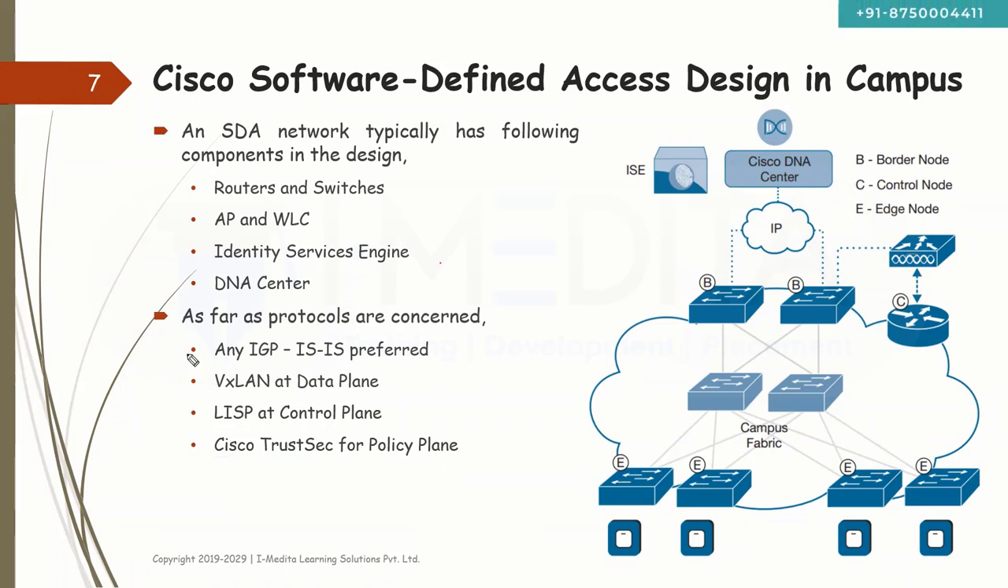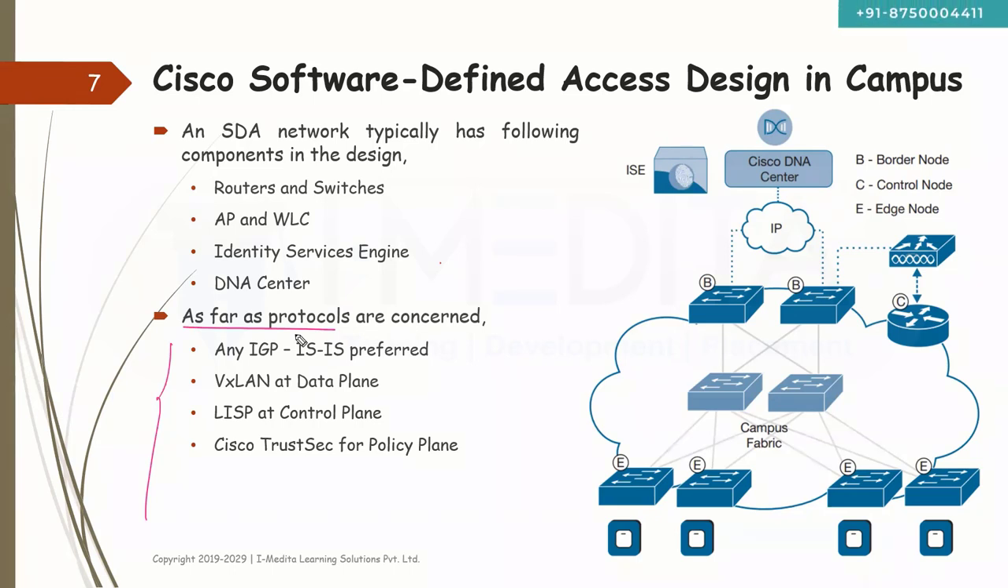Right? So these are the protocols that you are typically expected to see in your SDA deployment: IS-IS protocol, preferably, otherwise you can use any IGP; VXLAN at the data plane, LISP at the control plane, and CTS, Cisco TrustSec, at the policy plane.